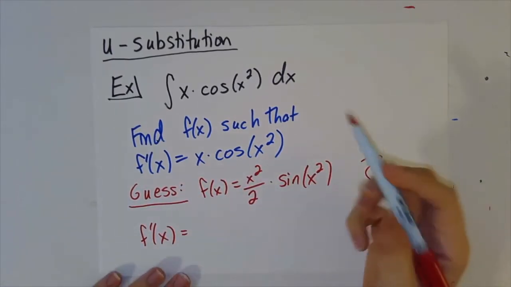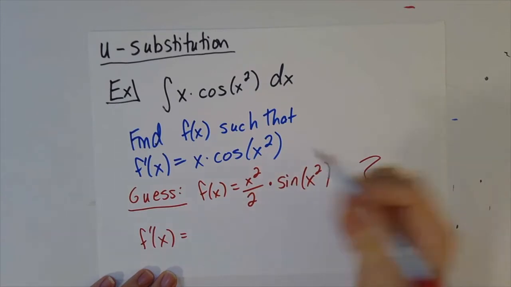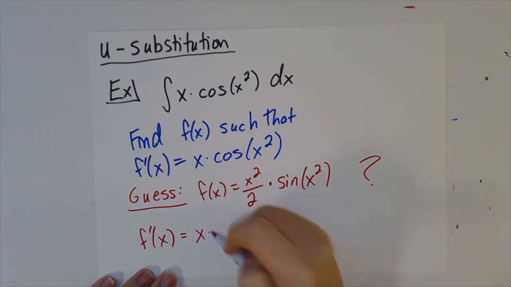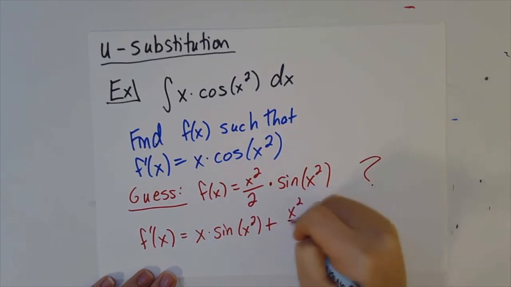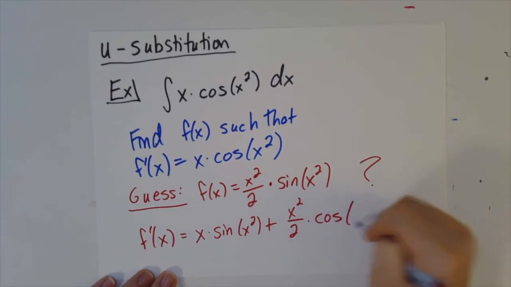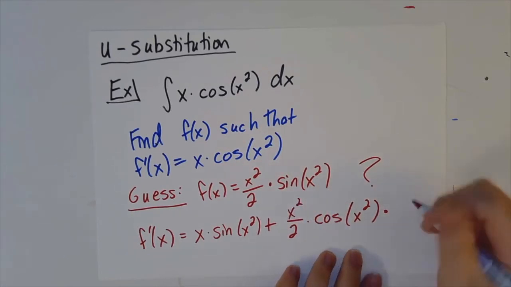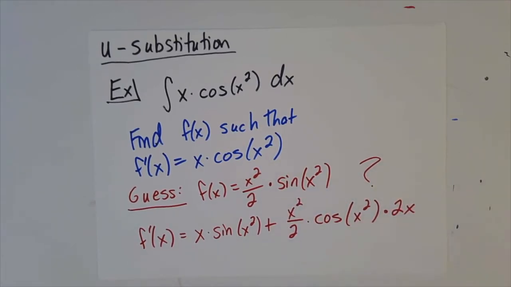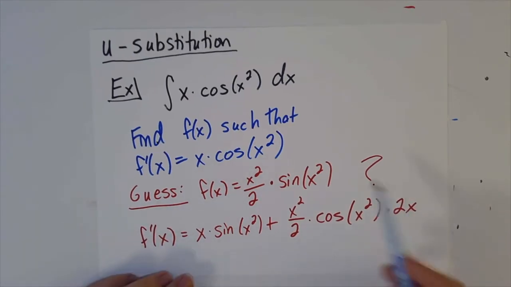And if I take the derivative here, what am I going to find out? Well, I'm going to need to use the product rule. So I am going to get x times sine of x squared plus x squared over 2 times the cosine of x squared times, and don't forget we've got a chain rule here, so times 2x. And if you pay close attention to what just happened, you might actually notice that, well, this looks absolutely nothing like what we wanted. This does not look like that.